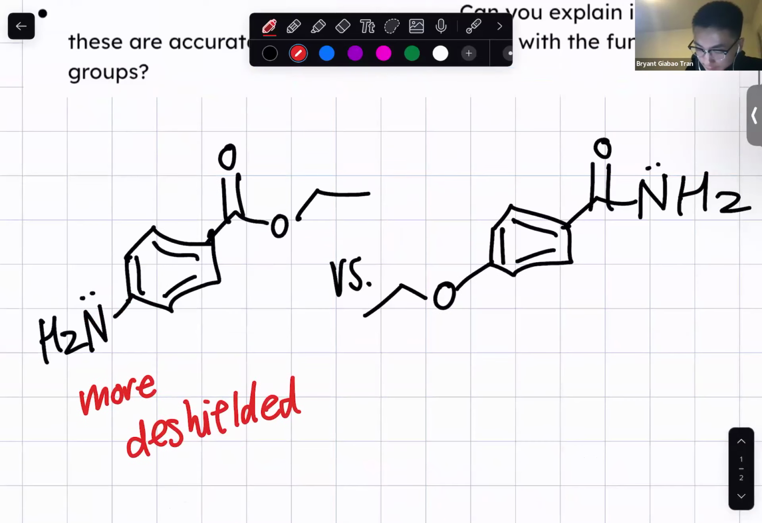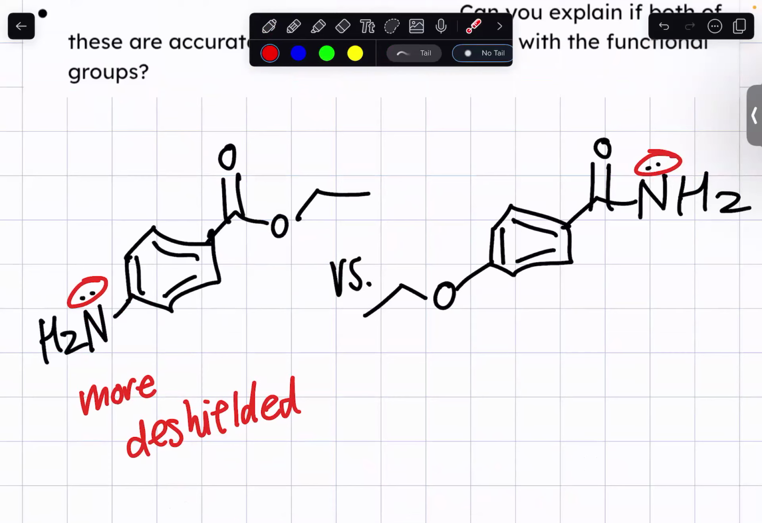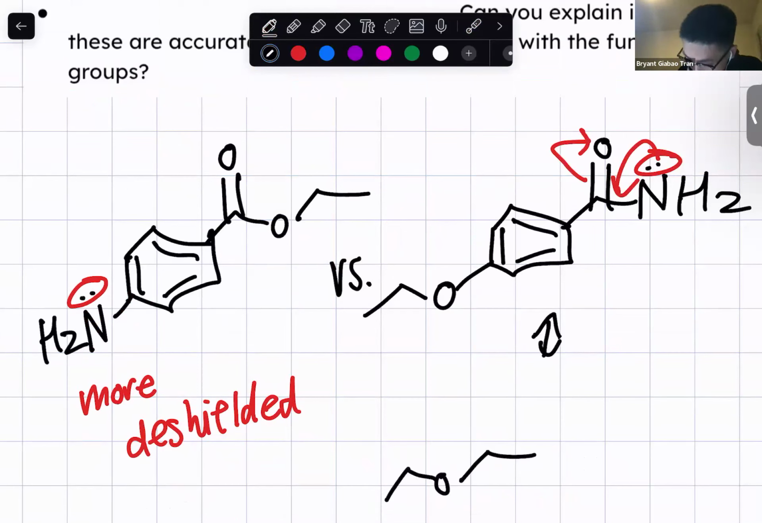So let's look at the lone pair on these amines. Which lone pair do you think can do the most resonance, which can move around more, which is more delocalized? The second one on the right side. Yeah, so let's draw the resonance structure of that when we push that lone pair down and pop that carbonyl up onto that oxygen. This is what we get when we do that resonance structure.